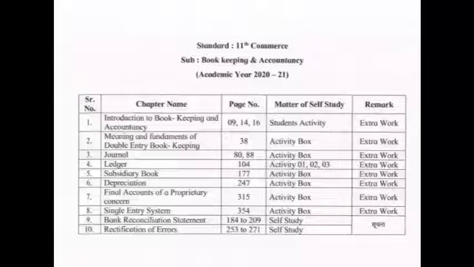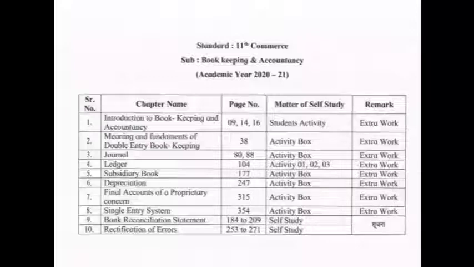In chapter number 5, subsidiary books, on page number 177, again an activity box is there. That activity box is deducted. In the depreciation chapter, on page number 247, one activity box is there. It is also deducted. And in the final accounts of proprietary concern, chapter number 7, on page numbers 315 and 335, an activity box is there. Again that activity box is omitted for this year due to the coronavirus pandemic. Then in the single entry system, on page number 354, again the activity box is deducted for this year.